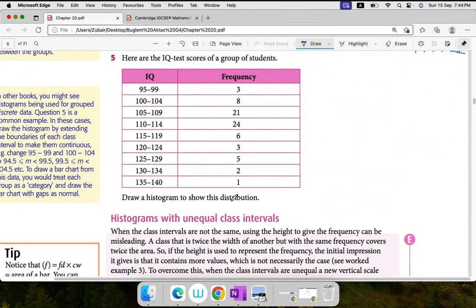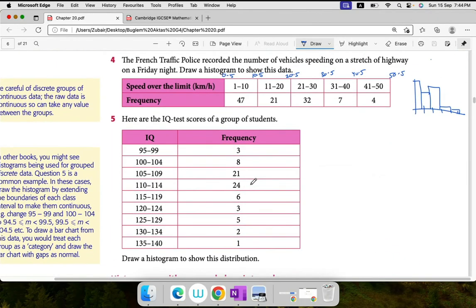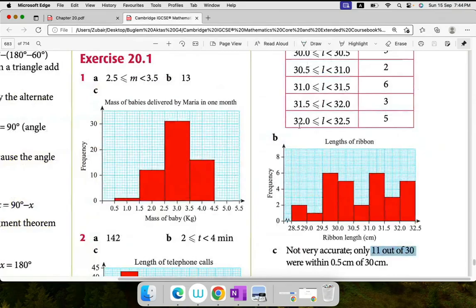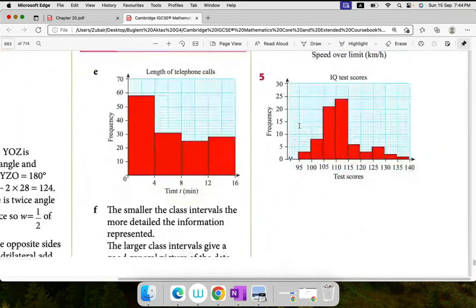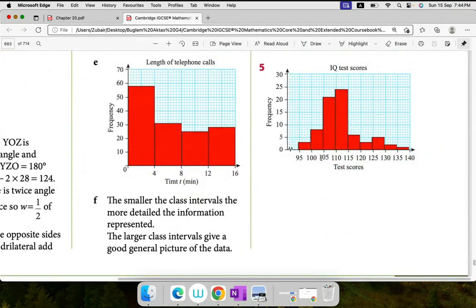Draw a histogram to show the distribution. So all the gap of 0.5, 0.5 again. So we just disappear that gap and draw the frequencies just like we did in question number 4. This was question 4 and this is question 5. We just disappear the gap and draw the given data.